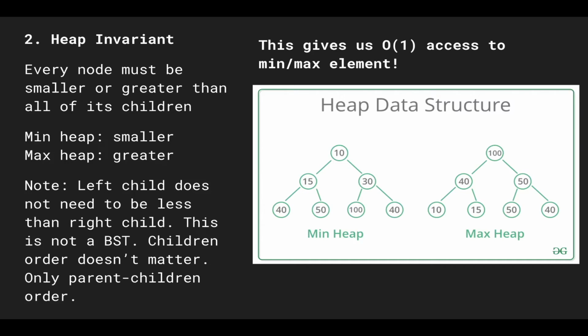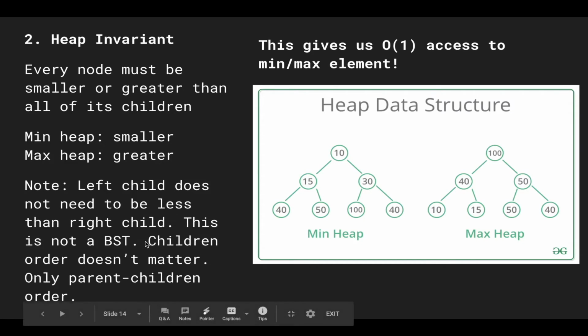And one thing to note is that the left child does not need to be less than the right child. This is not a binary search tree. This is just a binary heap. The order of the children does not matter, only the parent-children order.